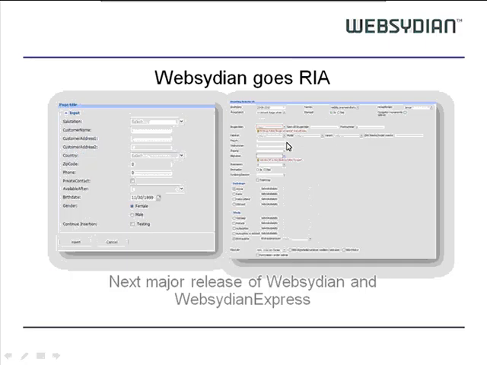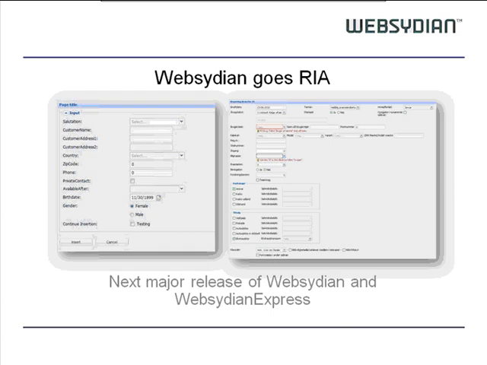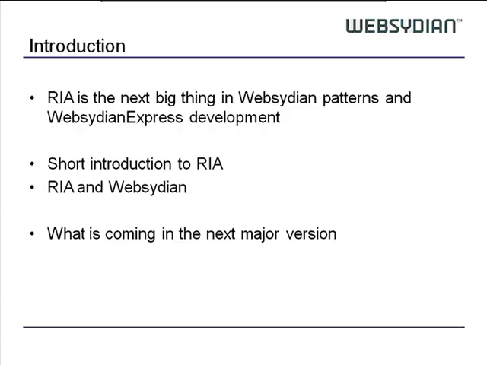Yeah, as mentioned by Bill, this is a presentation that we did for the distributors in Sweden some time back, and we've also shown stuff like this in various conferences that we did. But it was all about what is actually going to happen with the next steps of Websidian and Websidian Express, the next major releases, what we're really working on, especially the area of what we call RIA or rich internet applications. So just going to have a little introduction here and go into RIA.